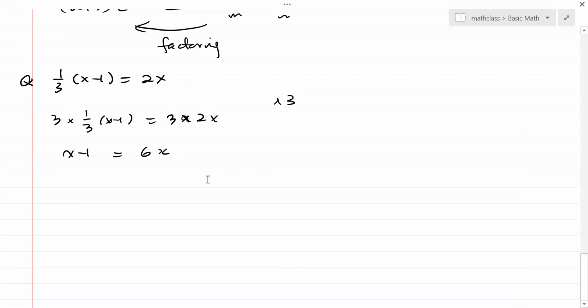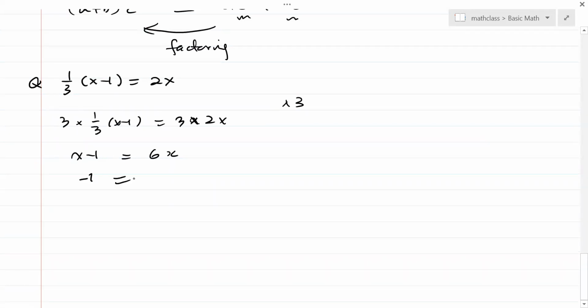We have x minus 1 equals 6x, right? Then you simplify this equation. You get negative 1 equals, remove x to the right-hand side, it changes sign, negative 5x. Then you divide both sides by 5, and then you get the answer.